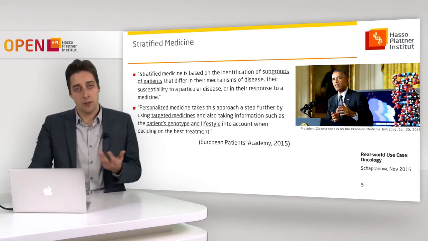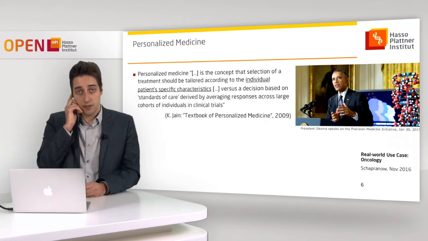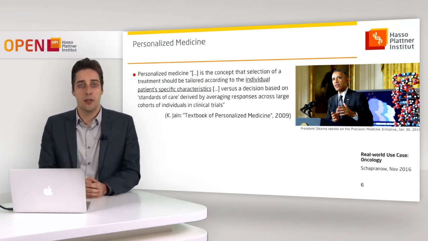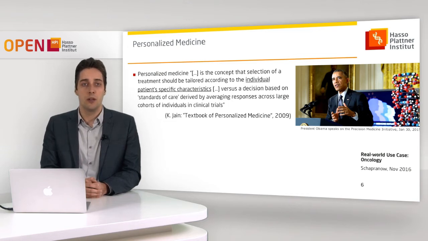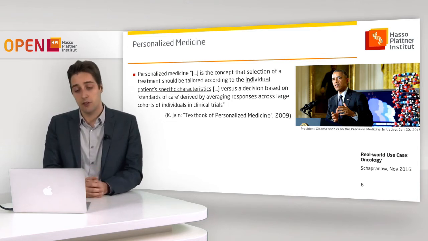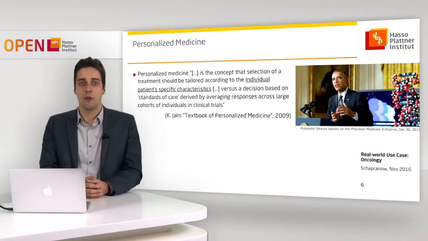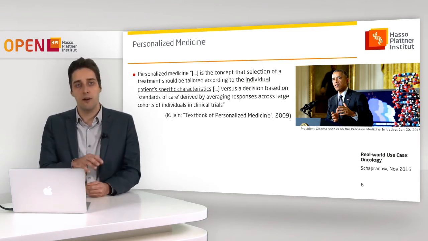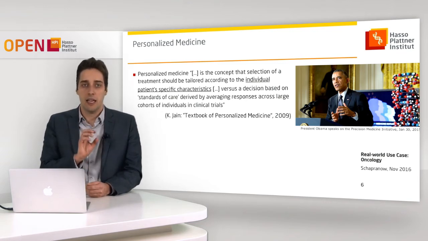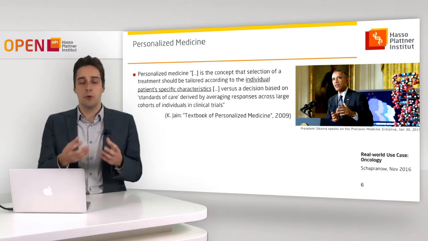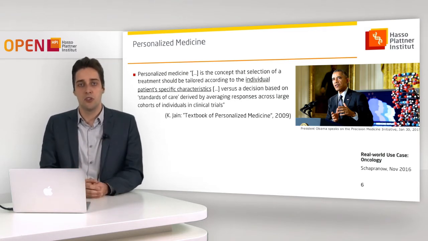The second term is personalized medicine. Personalized medicine is the concept that selection of a treatment should be tailored according to the individual patient's specific characteristics. So what does it mean? Of course, clinicians and medical experts were always working like this. They always treated one patient at a time. However, here it says get most patient-specific characteristics out of the patient's anamnesis, out of the history of the patient, put them together and use them for decision-making.